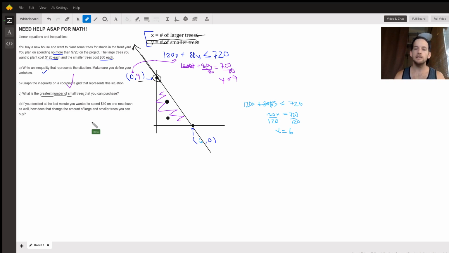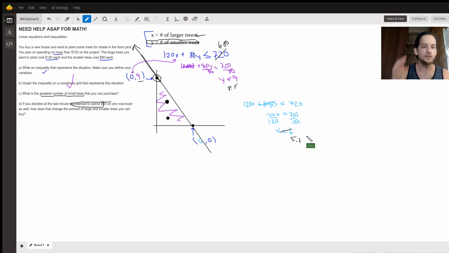And then part D is just adjusting a bunch of this. So if you decided to spend 40 bucks on a rose bush, that means instead of 720, we would put 680 here. We can just take the 40 out of the 720, and then everything we spend on the trees would have to be less than or equal to 680. And then you could go about finding your intercepts the same way. I believe the y would end up being 8.5 this time, and the x ends up being about 5.7.